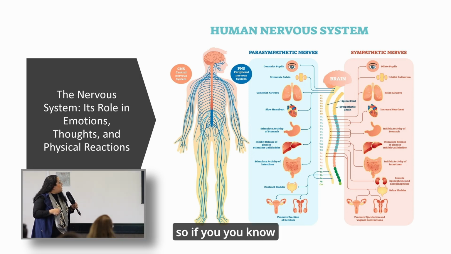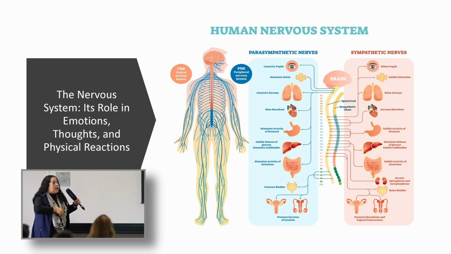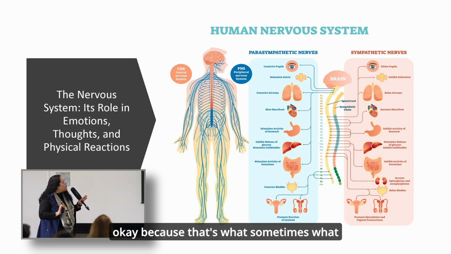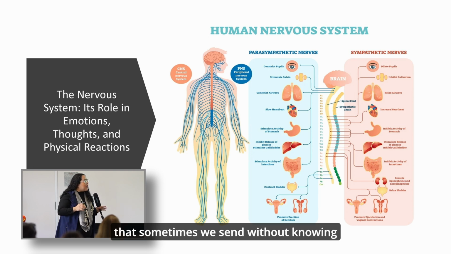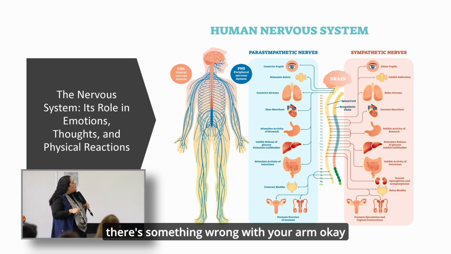Okay, so if you have pain here, carpal tunnel, where does it come from? Well, all pain comes from the brain, okay? But not in the sense that you're imagining it. Because that's sometimes the message that we send without knowing, without the intention. So the brain produces pain. It sends it there to tell you, hey, there's something wrong with your arm, through the nervous system, through the nerves.